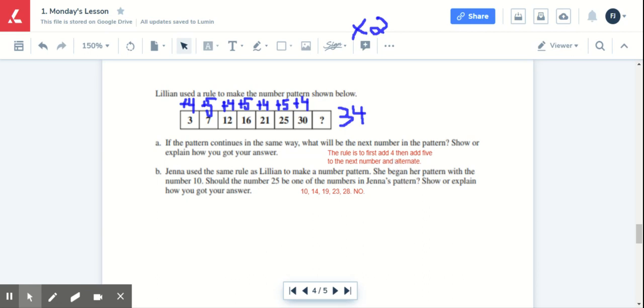B. Jenna used the same rule as Lillian to make a number pattern. She began her pattern with the number 10. Should the number 25 be one of the numbers in Jenna's pattern? Show or explain how you got your answer. So 10 plus 4 is 14. 14 plus 5 is 19. 19 plus 4 is 23. And 23 plus 5 is 28. So should the number 25 be one of the numbers? No, it should not be one of the numbers.